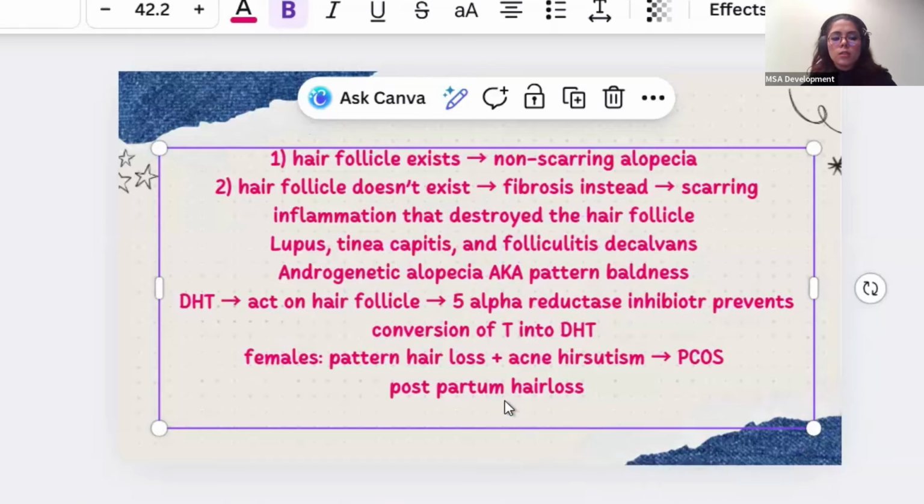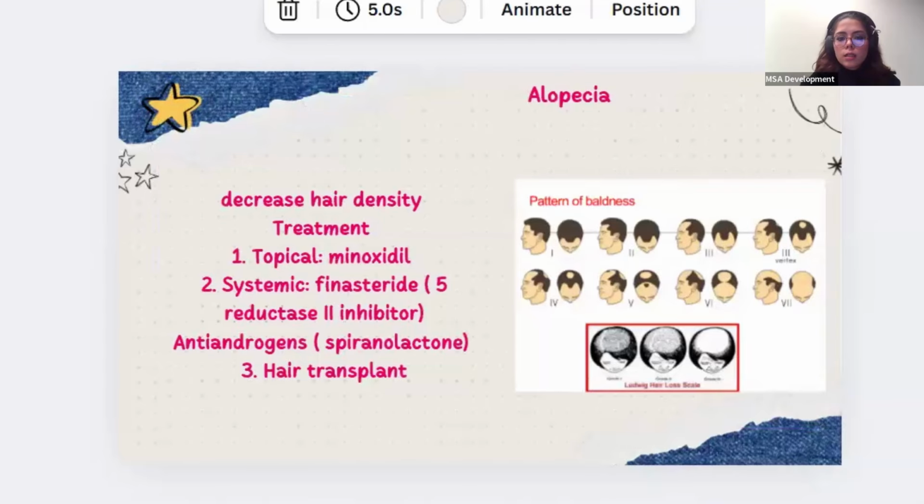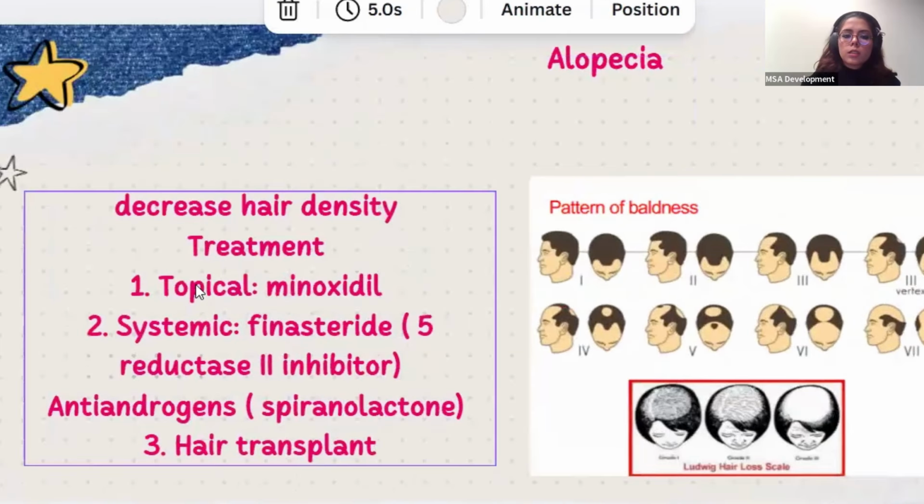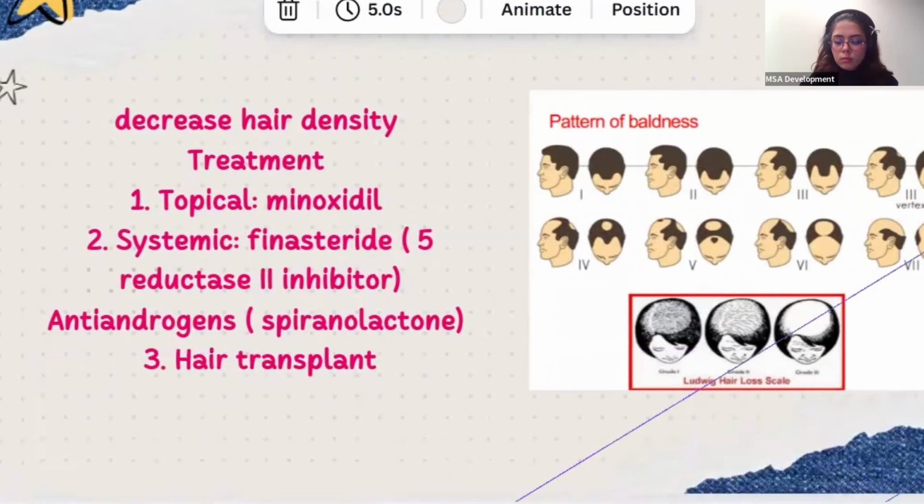There's also something called postpartum hair loss. It's when basically the mother gives birth and she loses a lot of hair postpartum because of the, not estrogen, the other one. Okay. These are the patterns of baldness: topical minoxidil, systemic finasteride. Again, you know this.